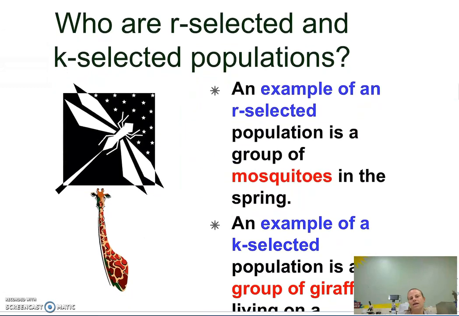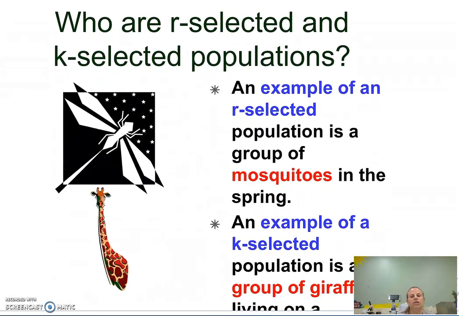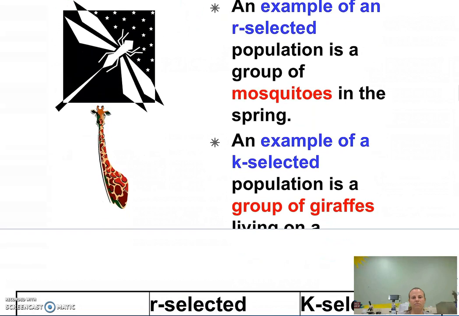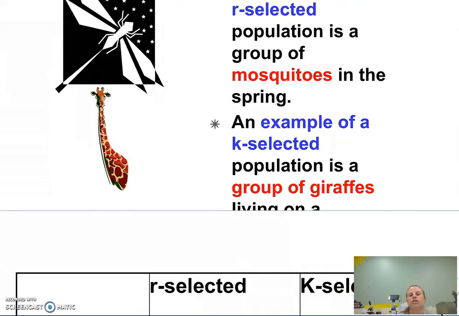So let's get some examples of R-selected populations or K-selected populations. An example of an R-selected population is a group of mosquitoes in the spring. In the spring, there are abundant resources for these mosquitoes, so they exhibit an exponential growth. On the other hand, an example of a K-selected population would be a group of giraffes, because the giraffes are limited by their carrying capacity, so they are a logistically growing population.